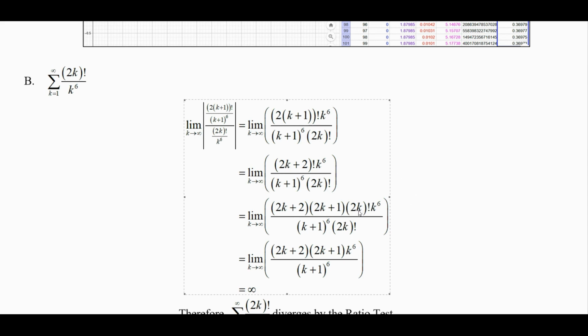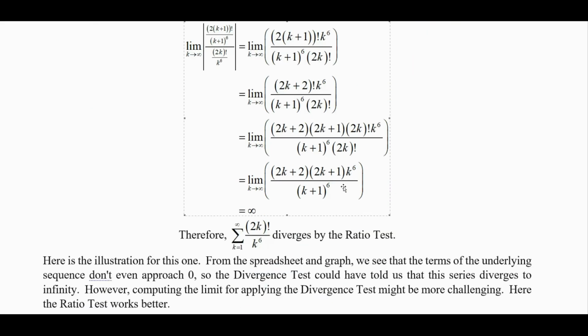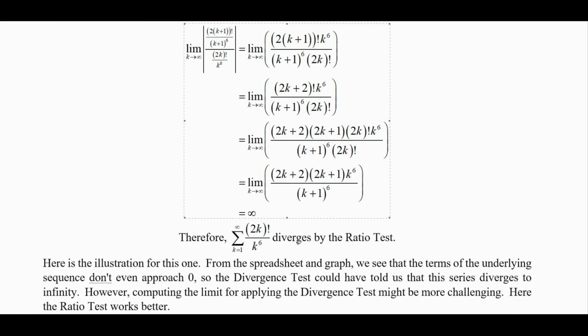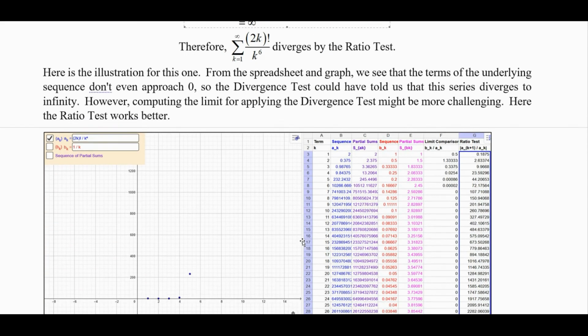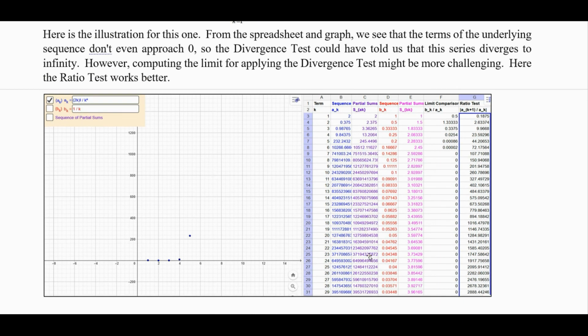Well, the 2k on down is 2k factorial, so that's going to cancel with what we got in the bottom. We still got these two terms here in the top. And then we've got a k to the 6 and a k plus 1 to the 6. Well, if you look, 6, 7, we've got an 8th degree polynomial in the top and only a 6th degree in the bottom. That's going to go to infinity. I was able to drop the absolute values because everything is positive here. So that definitely diverges by the ratio test. And here's the illustration here. This one, the sequence of partial sums is just diverging to infinity.